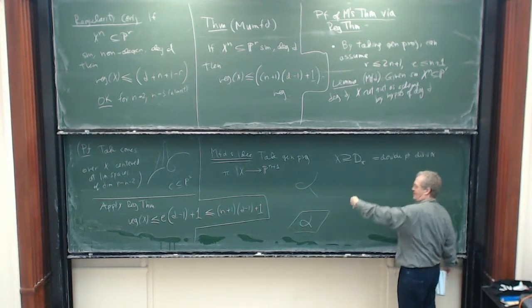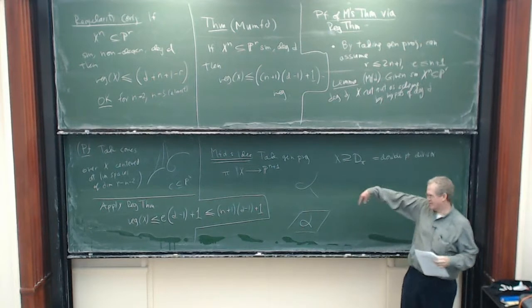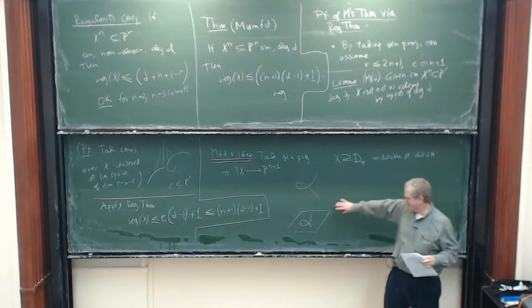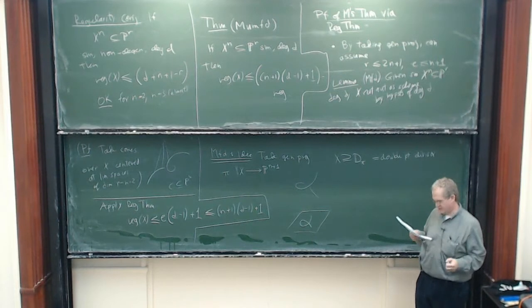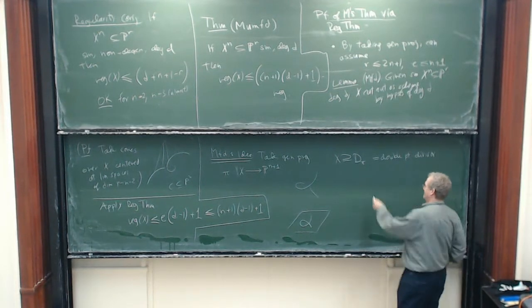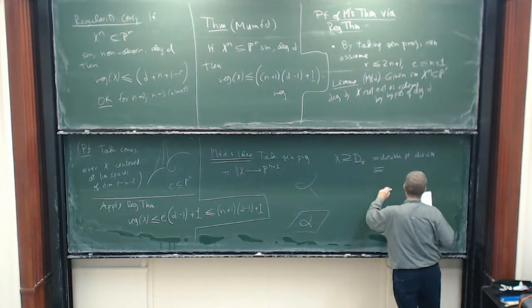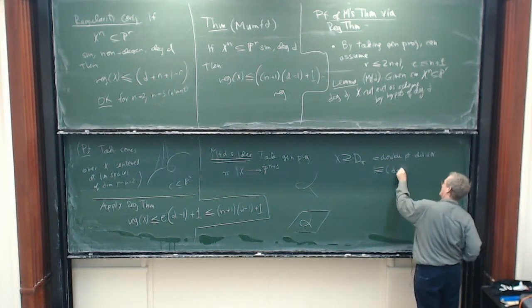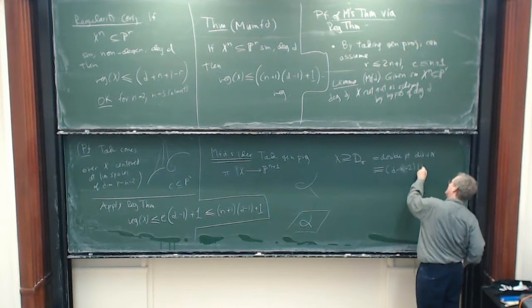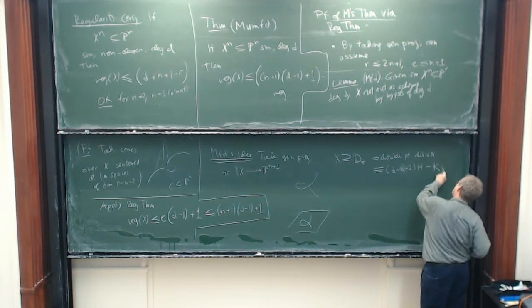So it's the set of points on X over which this map isn't an isomorphism. There's going to be a divisor on X along which the map fails to be an isomorphism. And it's classical: this is D minus (n minus 2) times the hyperplane minus the canonical bundle.